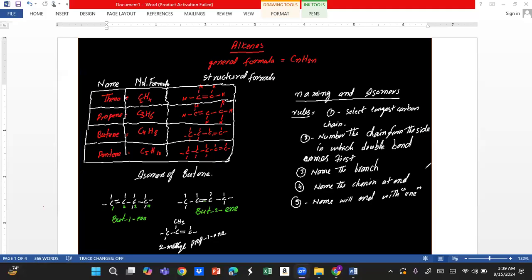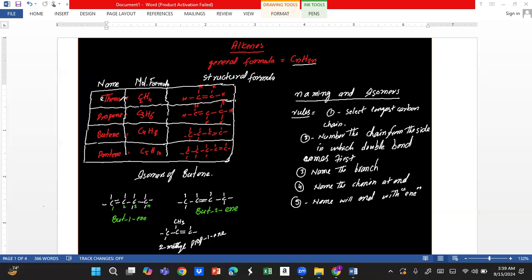Dear students, today we are going to talk about a homologous series of alkenes and its isomers. The general formula of alkenes is CnH2n, meaning the hydrogen number will be double the carbon atoms. Let's start with it. The first member of alkene is ethene, not methane, because methane has one carbon.